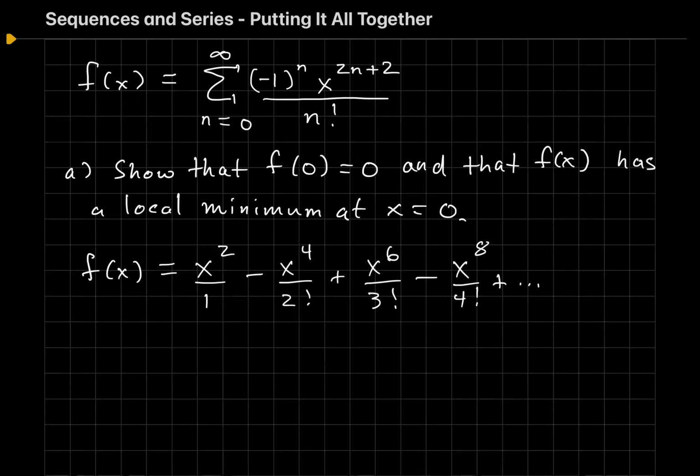Does this look familiar at all? Does it look sort of like one of the big Maclaurin series that we should know? If not, it's okay. But notice that every term in my series has an x, so f of 0 is 0 minus 0 plus 0, etc., which of course is 0.